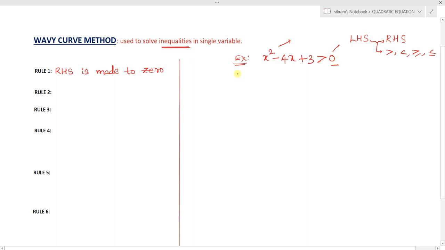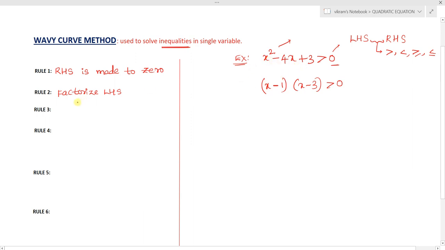After making the RHS of the inequality 0, the next step we need to follow is to factorize the LHS. How to factorize the LHS? Given x square minus 4x plus 3, we can factorize this as x minus 1 into x minus 3. Can we factorize or not? Yes. If we multiply these two factors, we get x square minus 4x plus 3.